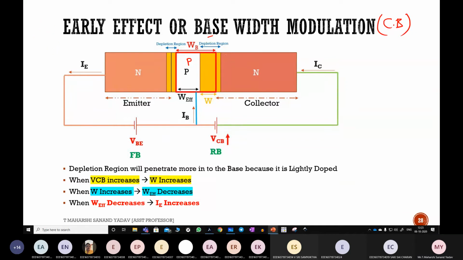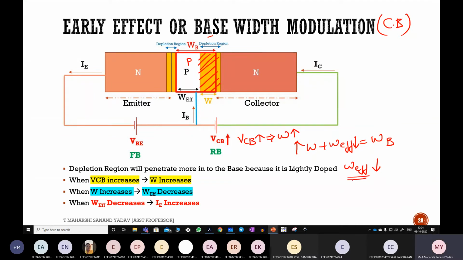The depletion layer is major in the base compared to the collector because the base is lightly doped. So the total width of the base will be W plus W effective. So when W increases, W effective decreases. And if W increases, the voltage across, that is VCB, also increases.